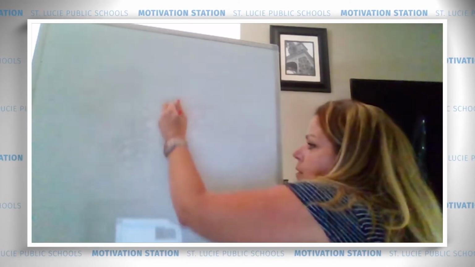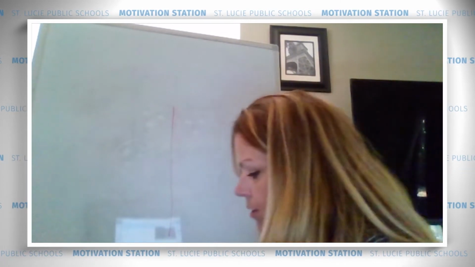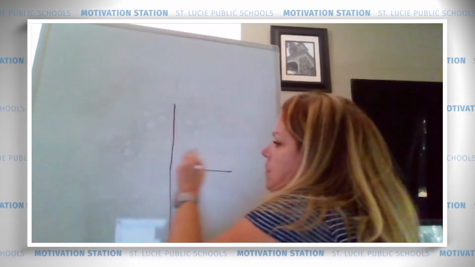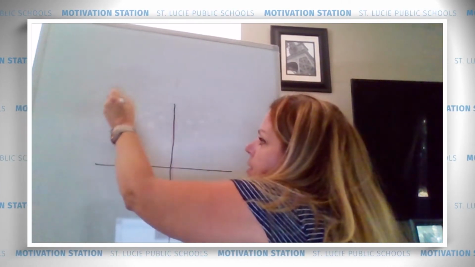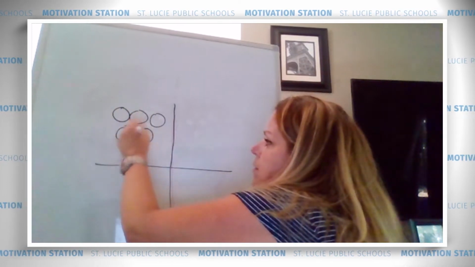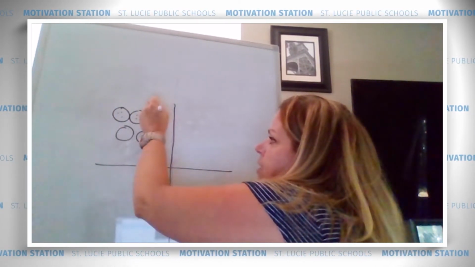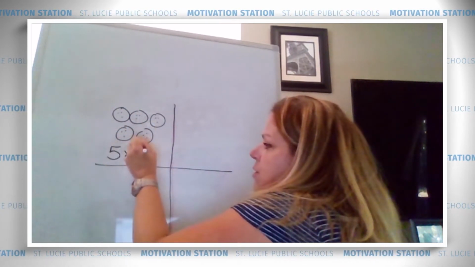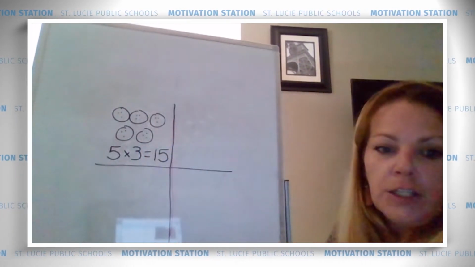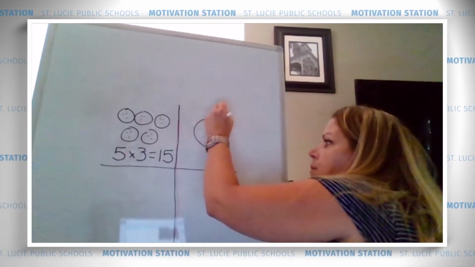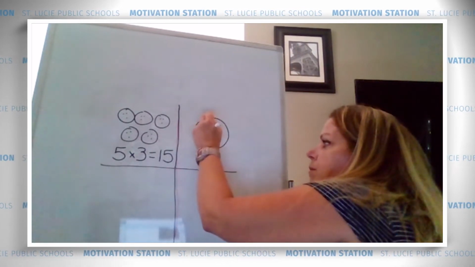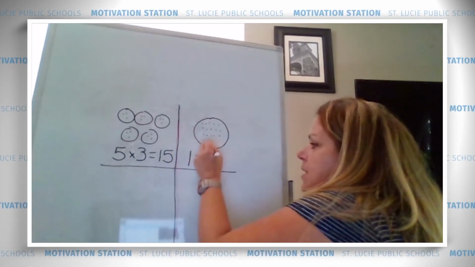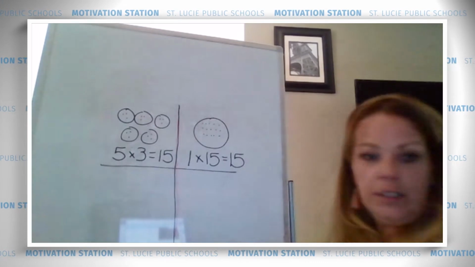So I'm just going to draw. Oops, that red doesn't show up so well. Let me use my black. So I just did 5 circles with 3 stars each. And that would be 5 times 3, 5 groups of 3 equals 15. I could also have one group with 15 stars in it, and that would be one group of 15 would equal 15.